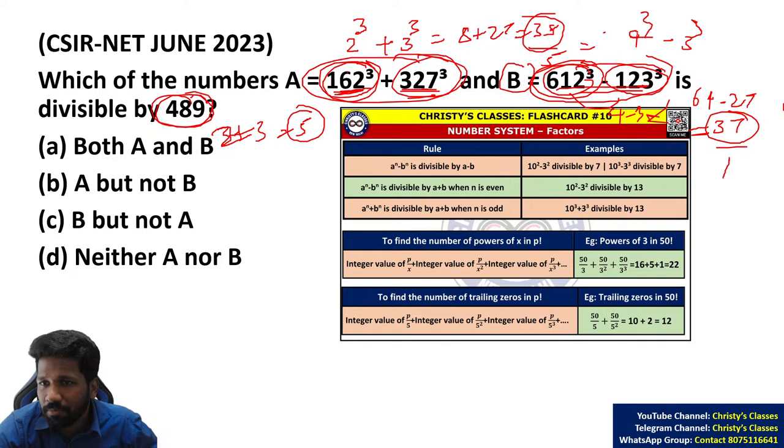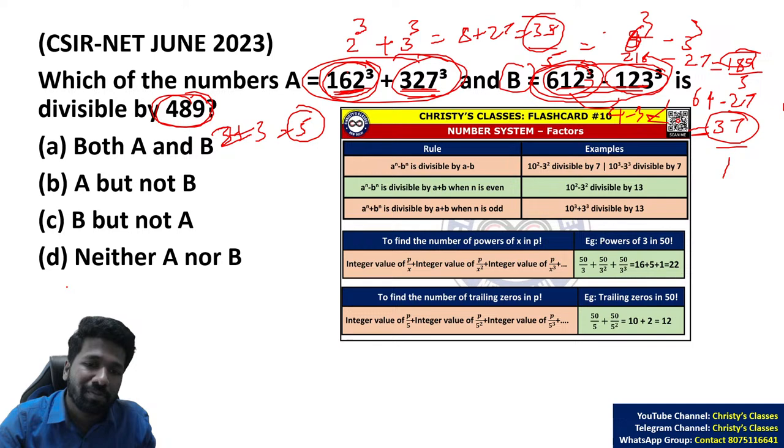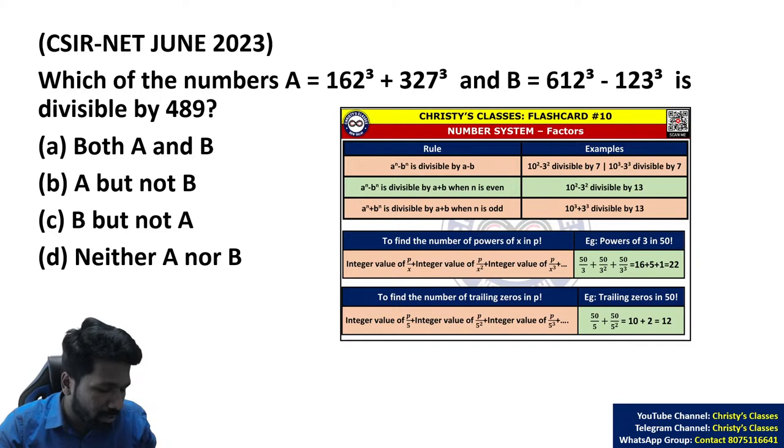4 ka jaga 6 cube le lo. 6 cube 216 hai, 3 cube 27 hai. 216 minus 27 means that is 189. 189, 6 minus 3, 3 se divisible hai. Yes, test of divisibility se wo divisible hai. That is the taking example method. Little clumsy in this question, but that can also be used.